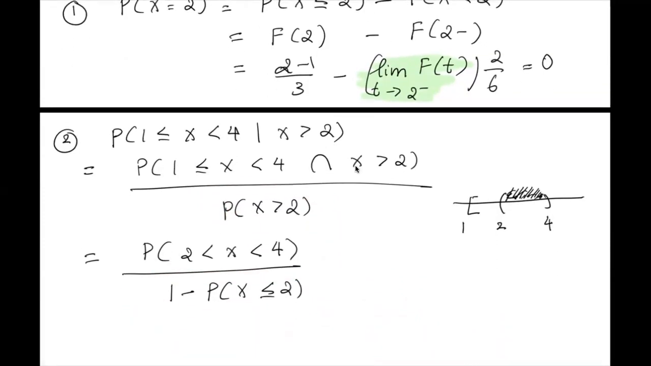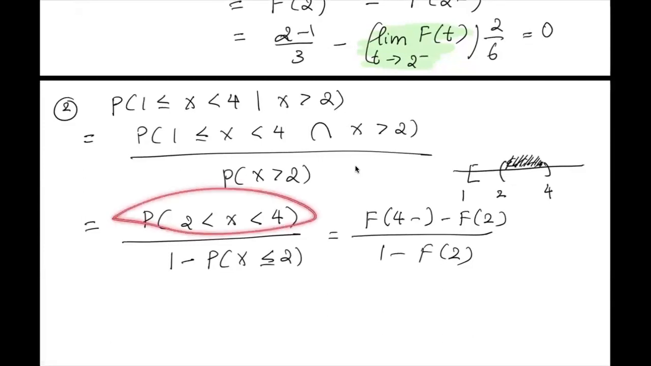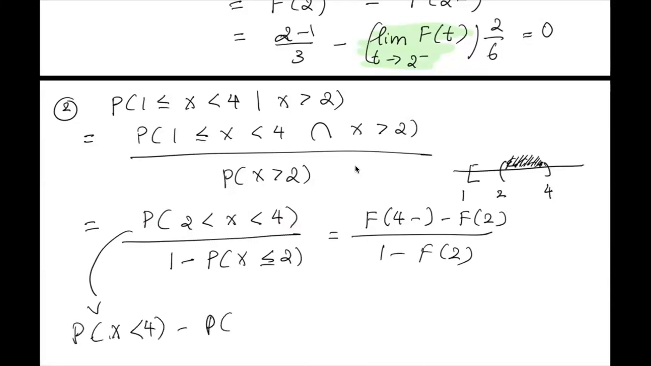I see the student answer mentioned F4 minus F2. Yeah, that is correct. So what the student did is this probability, he turned it into the probability of x less than 4 minus the probability of x less than or equal to 2. Because if you think about it, x less than 4 is the whole region here, right? But we only want this region. So what does it mean? We have to take the bigger region and subtract this part.